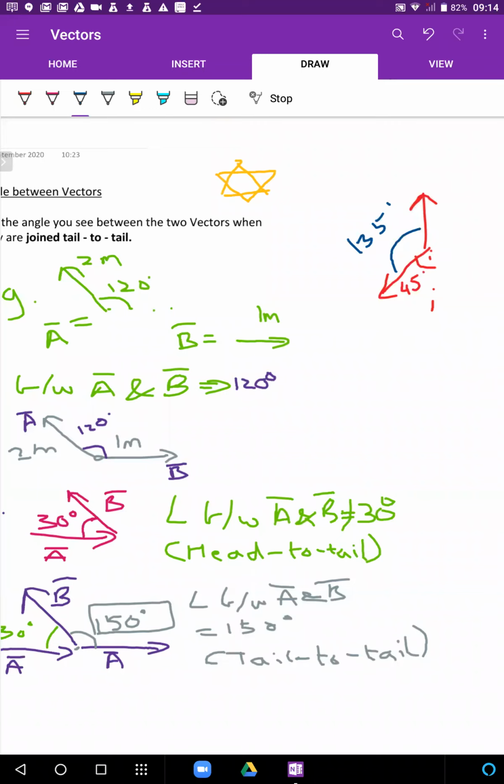Join them. Move one vector. Join them such that the tails are joined, and then the angle that you see between them is the angle between the vectors. So 135 degrees would be the answer, and 45 degrees would not be the answer. Got it?